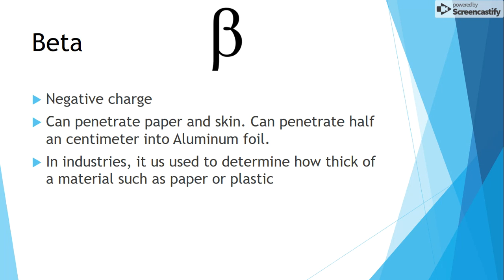Beta. Beta is negative, has a negative charge. It can penetrate paper and skin, and it can penetrate up to half a centimeter into aluminum foil. A real life example is that in industries, it is used to determine how thick a material is, such as paper or plastic.